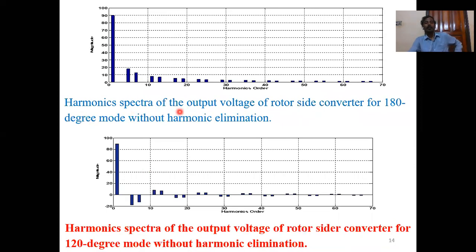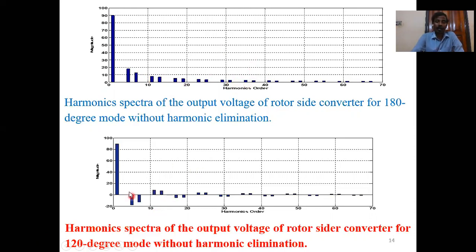And harmonic spectra of the output voltage of rotor side converter for 180-degree mode without harmonic elimination. Without harmonic elimination, this axis is the harmonic order, and this is the magnitude of the harmonics. This is the fundamental component, and this is 5th, 7th, 11th, 13th, 17th, 19th. These are 6n plus minus 1 order harmonics.